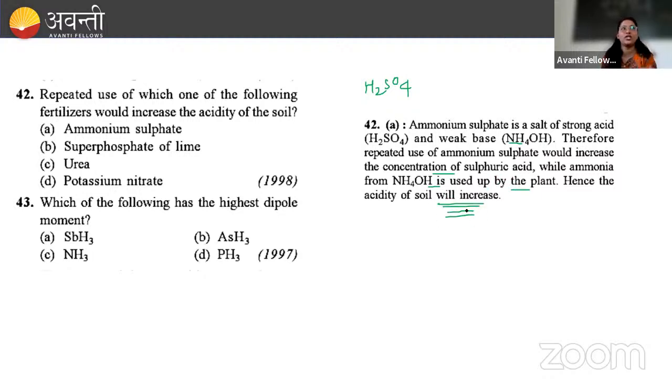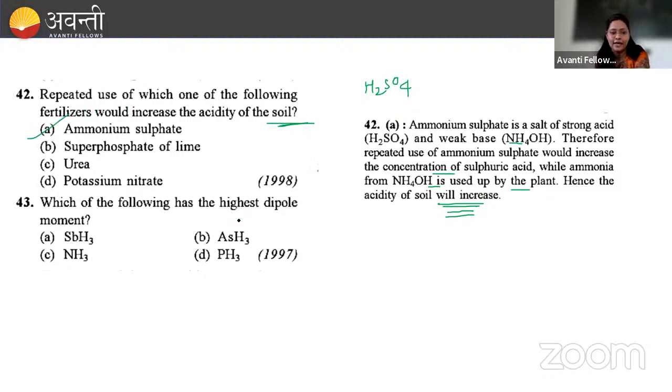Because NH4OH will convert into ammonia, and that ammonia our plants will absorb, but the acid will remain as it is in the soil, and that's why that is going to increase the acidity of soil. So ammonium sulfate is the answer here.